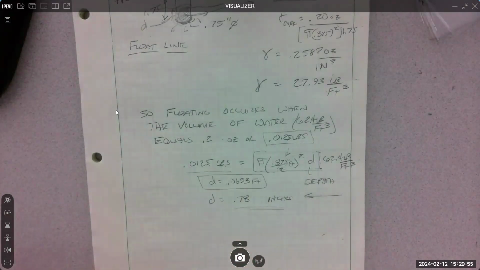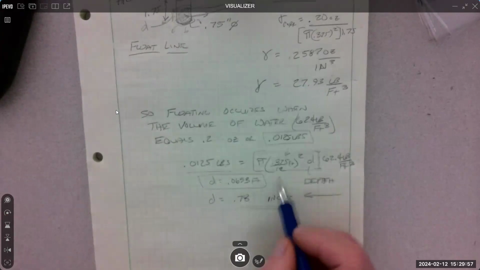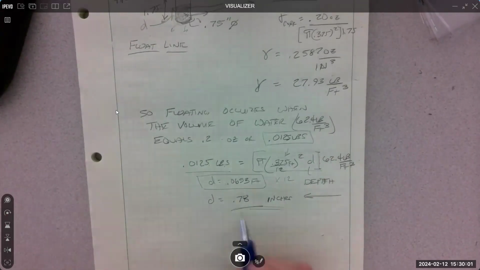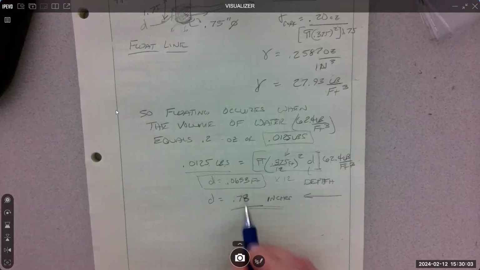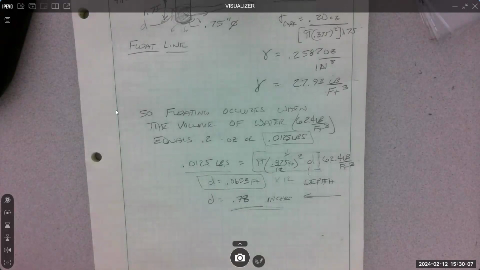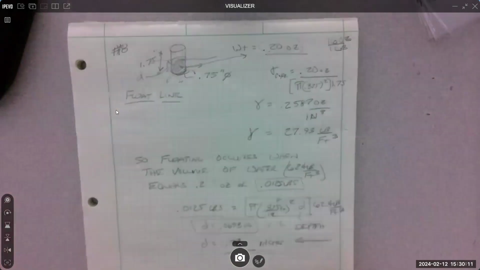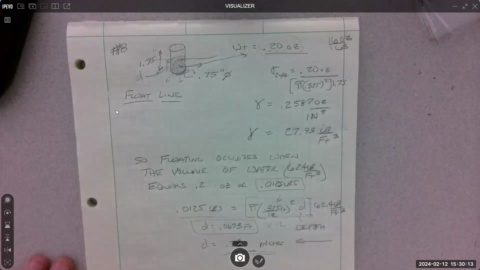Okay, that's the depth in feet. Of course, if you multiply by 12, we get the depth in inches. I got 0.78 inches. So some of you got pretty close to that. Not exactly, but I wanted you to see and understand the flow of this because this is basically your lab that you're going to do at home.